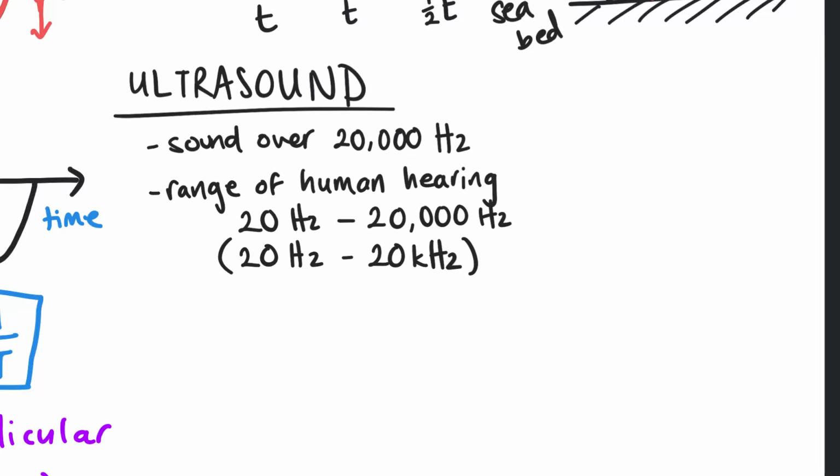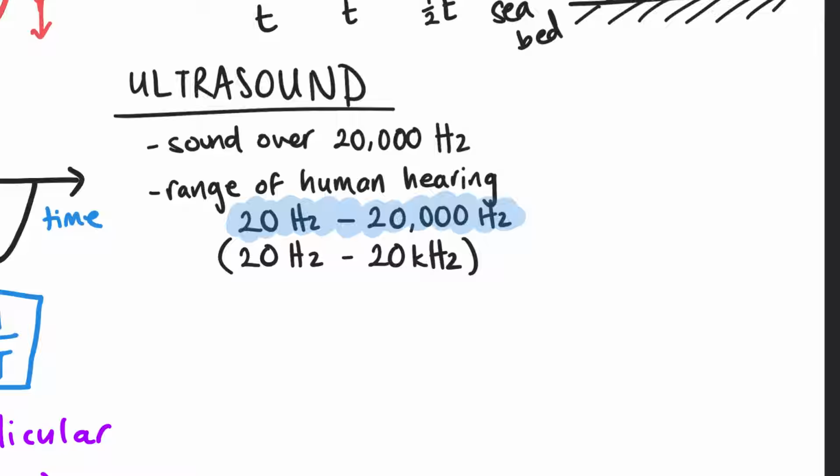Is over 20,000 hertz. Humans can hear between the range of 20 hertz to 20,000 hertz. That would be the normal range of human hearing. Or we can also write that as 20 hertz to 20 kilohertz. So there's the K prefix that we met earlier. So it means 1,000. So 20 kilohertz is 20,000 hertz.